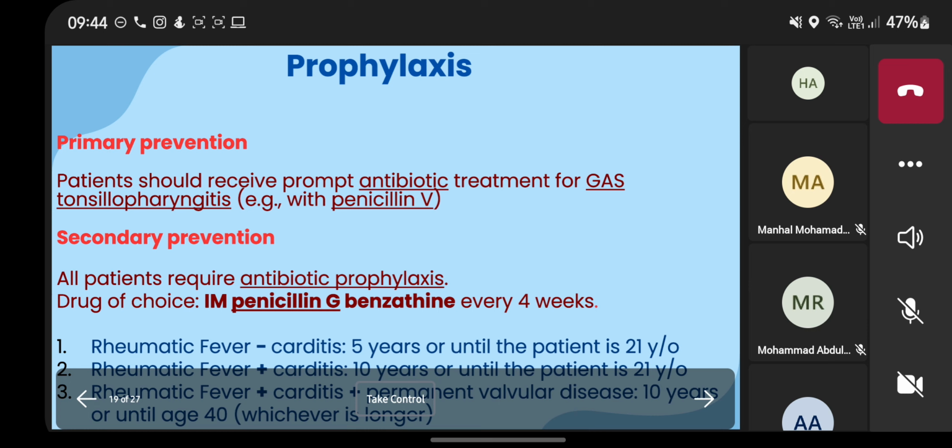And the last, rheumatic fever plus carditis and permanent valvular disease, we will keep on giving him antibiotics for 10 years or until he goes to 40 years of age. Which one of them depends on which one is longer.